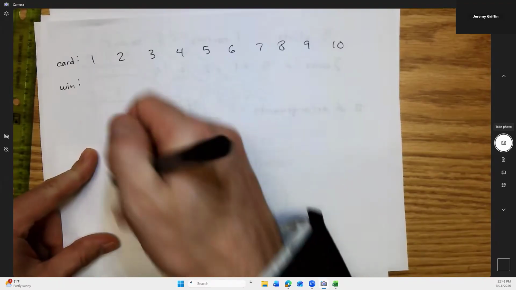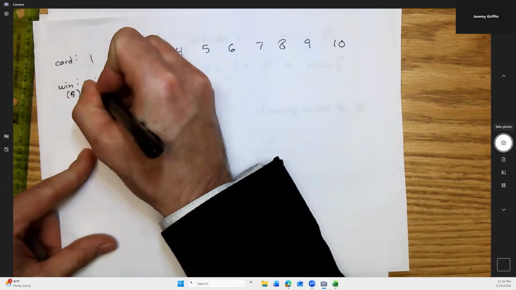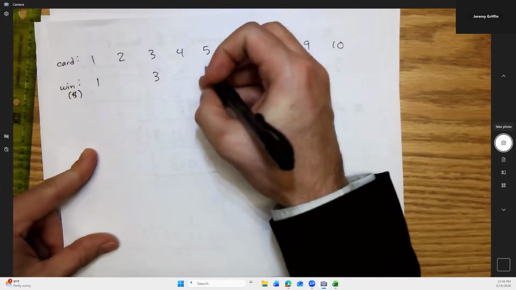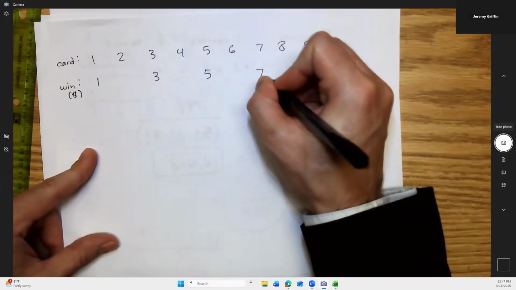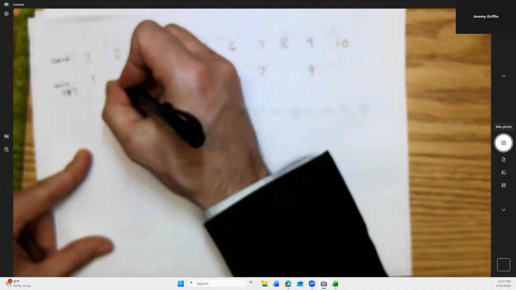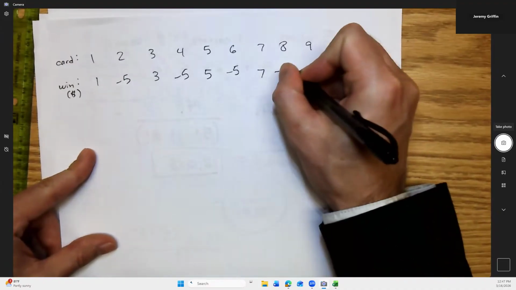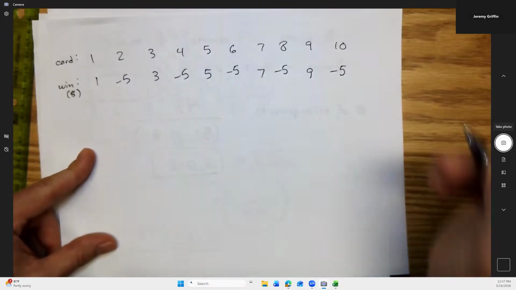Well, if it's odd, he wins that amount of money. So he wins $1 here. These will all be in dollars. He wins $1, $3 if he draws the 3, $5 if he draws the 5, $7 if he draws the 7, and $9 for the 9. But all the evens, remember, he'll lose 5. So I'll call it -5, -5, -5, -5, -5.